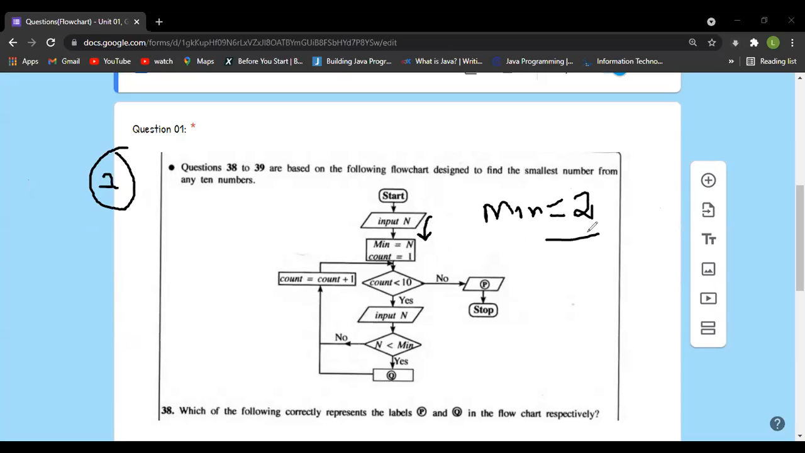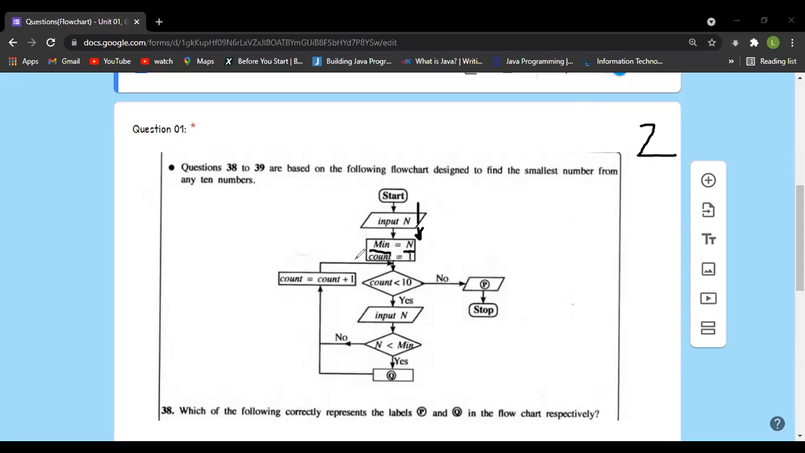So you're assigning it. And then count. They are giving, this is another variable. Variable in programming means a value which can change. You're giving a name to a value, which can change. These are just called the variable names. Minimum is you are assigning it as the first number you got, 2, as I said earlier.